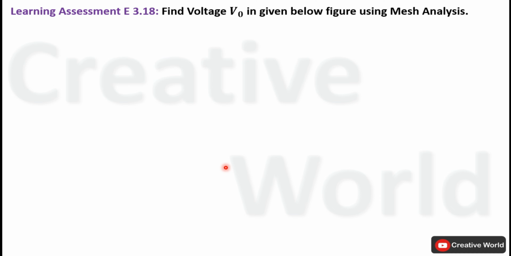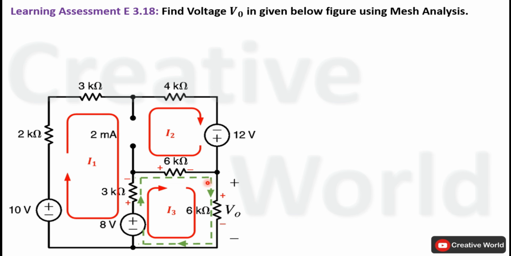Now the second mesh will be formed inside this closed path. Write the KVL equation for this mesh. Start from here. Current entering terminal is positive, so the voltage across this 3 kilo ohm resistance will be taken with positive sign. Now this resistance has two currents through it. One is I1 and the other one is I3.